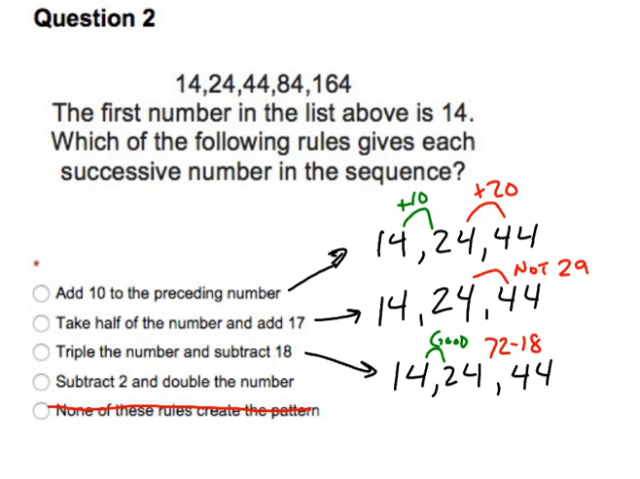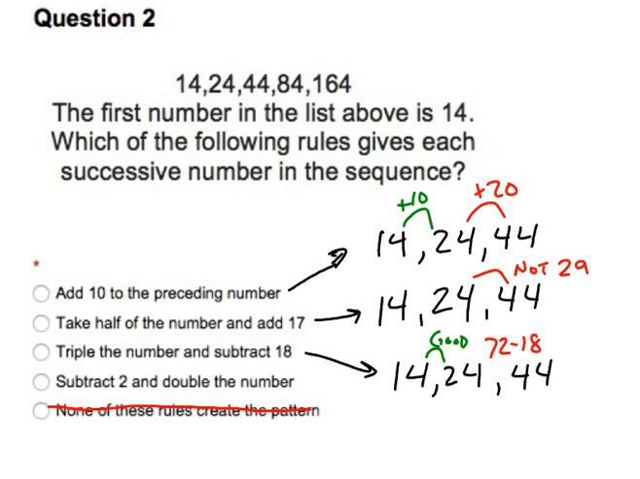Question number 2, I'm going to try each pattern. I have to go to the answers to figure out what the answer is. I've got add 10 to each number. 14 to 24 works, and then the second, 24 to 44, does not work. That's adding 20. You'll notice for each of these, by the time you go from 24 to 44, I break the pattern. So same with take half and add 17.